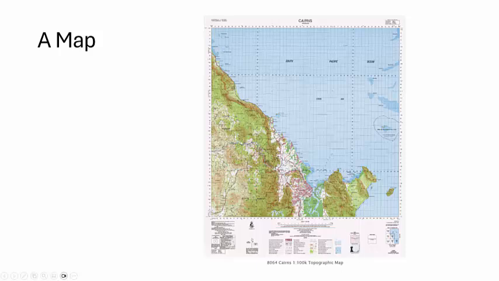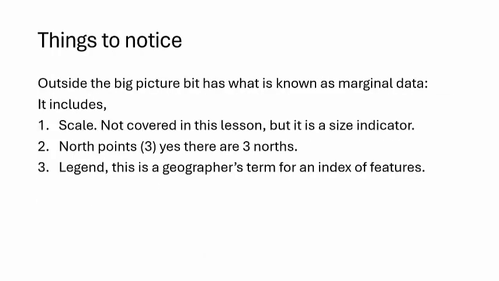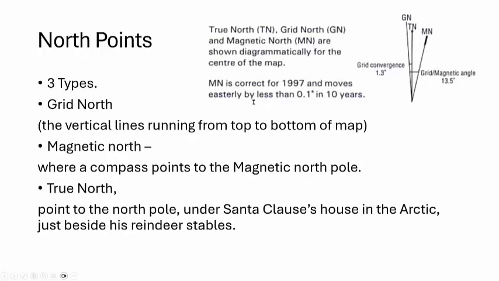Okay, but this is the legend, and this is the north point, and there are 3 north points. Let's come back to the north points. Okay, that's what the north point looks like. You have grid north. Now grid north matches up with the line of those vertical lines out of the grid. True north is where Santa Claus lives. Magnetic north is where you will point your compass, or where your compass will point to. Okay? Now notice there's a big difference.